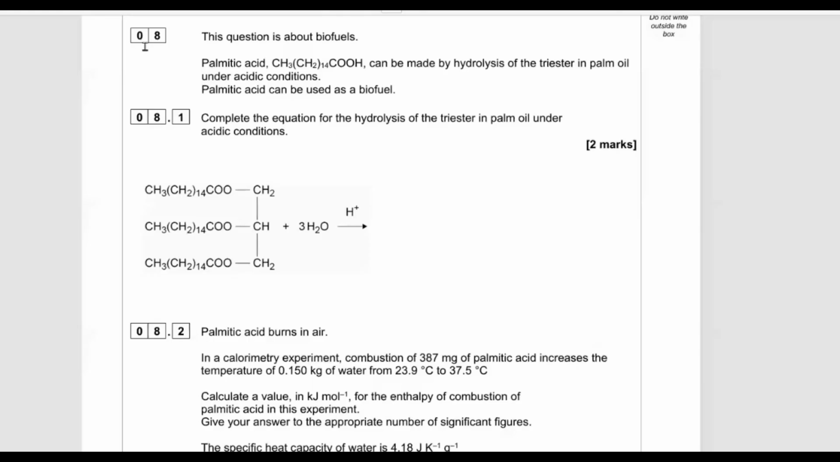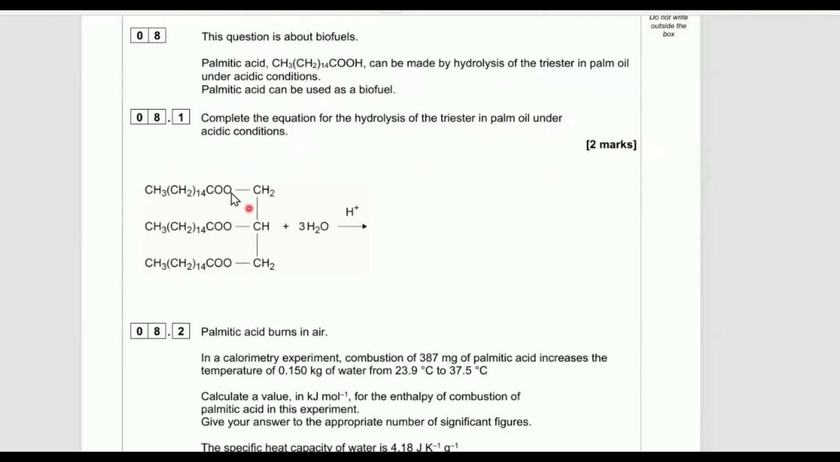Okay, going through a chemistry A-level question here. Let's get into it. This question is about biofuels. Palmitic acid can be made by hydrolysis of the triester in palm oil under acidic conditions. Palmitic acid can be used as a biofuel. Complete the equation for the hydrolysis of the triester in palm oil under acidic conditions.